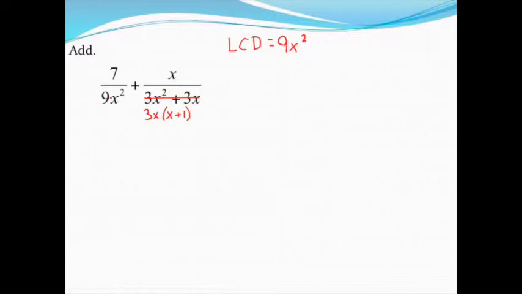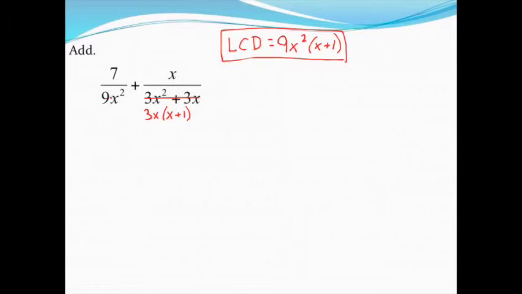The other piece that I'm going to need, I see this variable chunk, I call it, that x plus 1. So I'll need that piece as well. So those are the three pieces, the 9, the x squared, and the x plus 1, that I'll need all my denominators to become if I want to be able to add these together. So let's go ahead and take a look at what I have in each denominator and then see what's missing to turn it into this LCD.